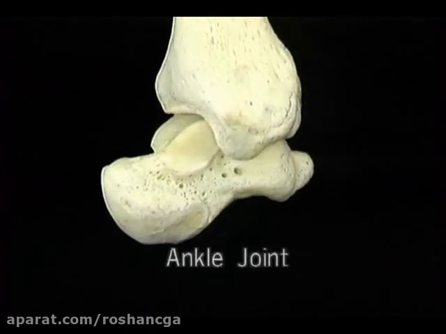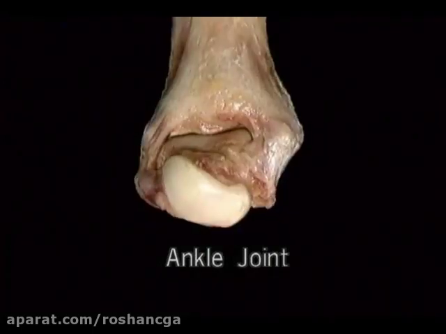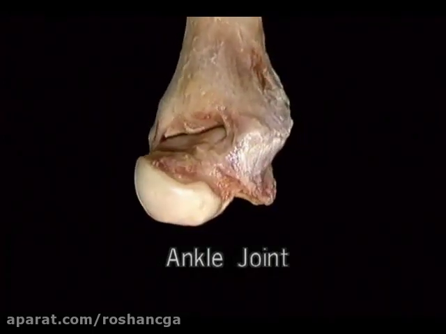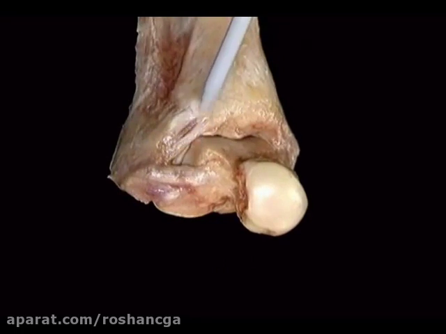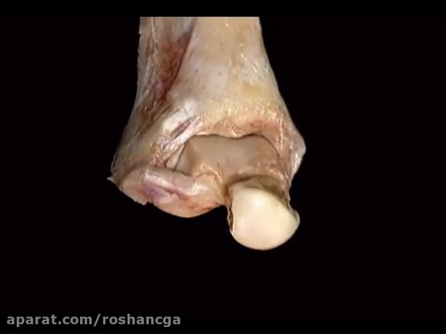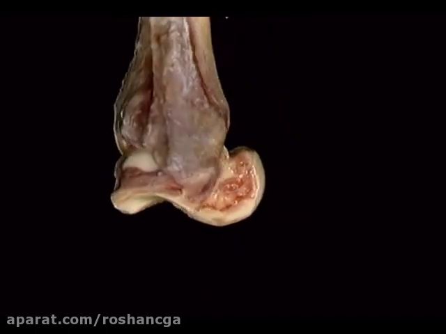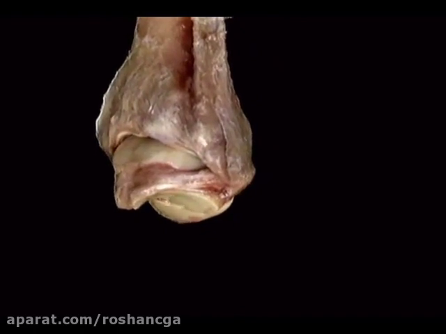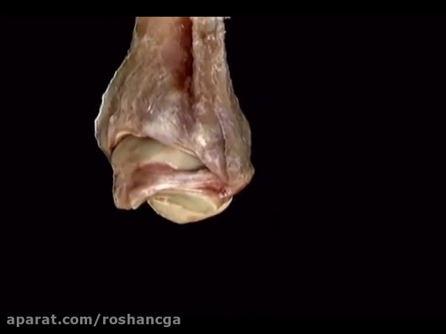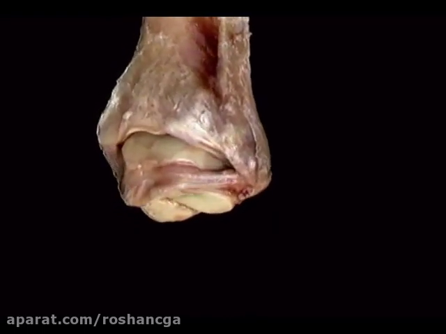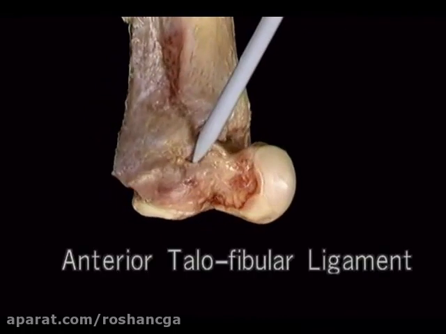Here's the ankle joint. Let's see how it looks in the living body. Here, the loose parts of the joint capsule have been removed, leaving these thickened parts, which are the ligaments of the joint. Here's the front of the joint in plantar flexion. Here's the back of the joint in dorsiflexion. On the lateral side, the joint is held together by the posterior talofibular and anterior talofibular ligaments.